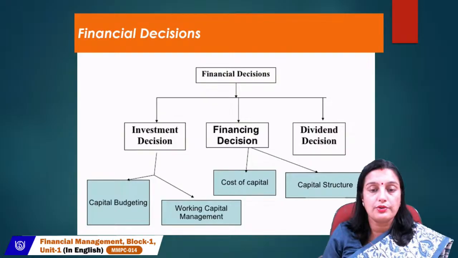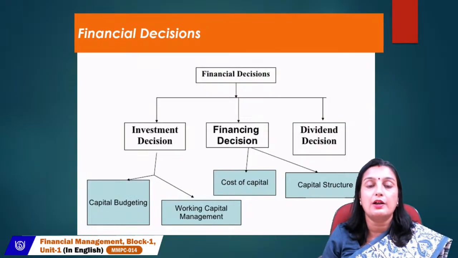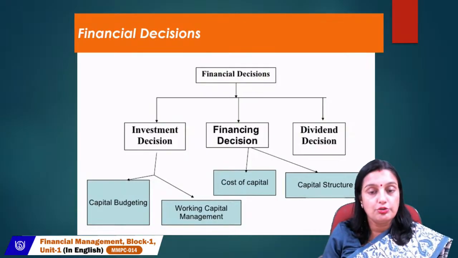These are the core three important decisions of financial management, and the entire financial management revolves around these three decisions. When you take these three decisions correctly, you will get a better result for your future, and you will achieve the goal and objective of your organization.